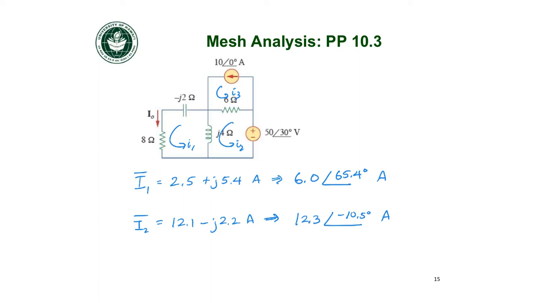What I cannot do at this point is convert these phasor representations to time domain, because I don't know what the frequency is. It's not given for this problem. We didn't actually solve for what we're looking for, which was that current I0, but I0 is the same current as our loop current I1. So we just need to explicitly state that.